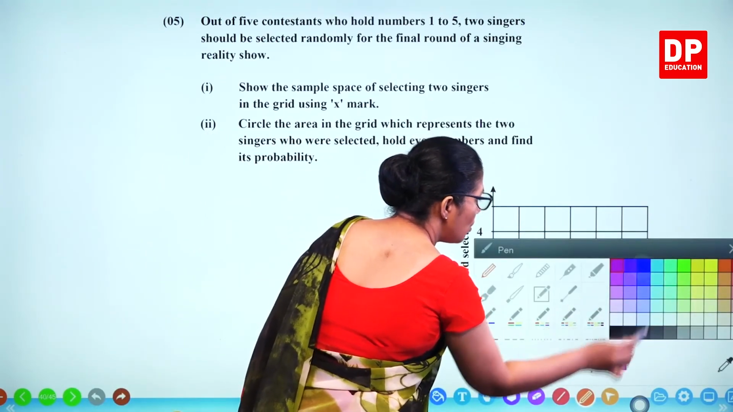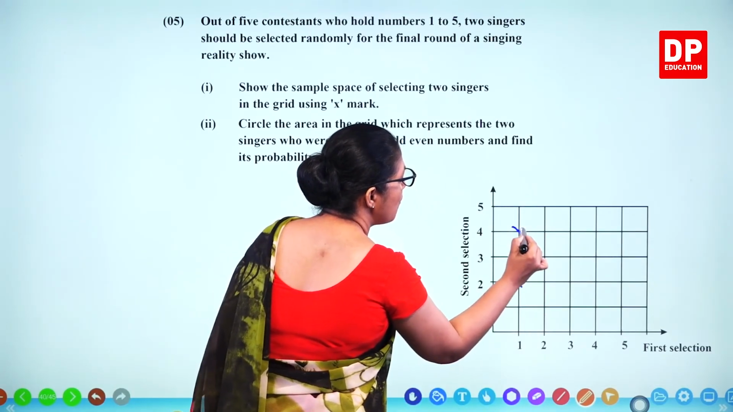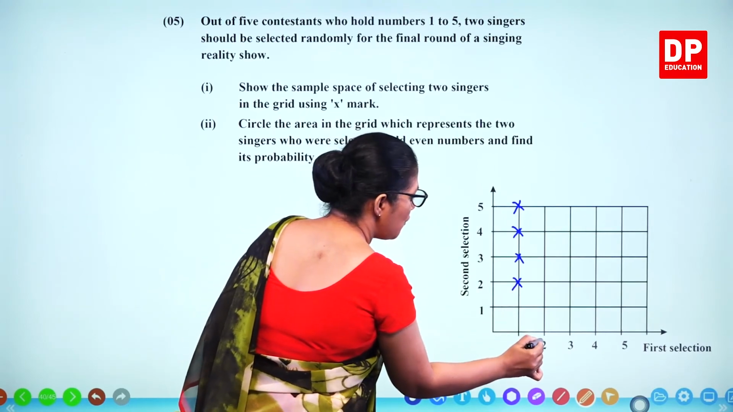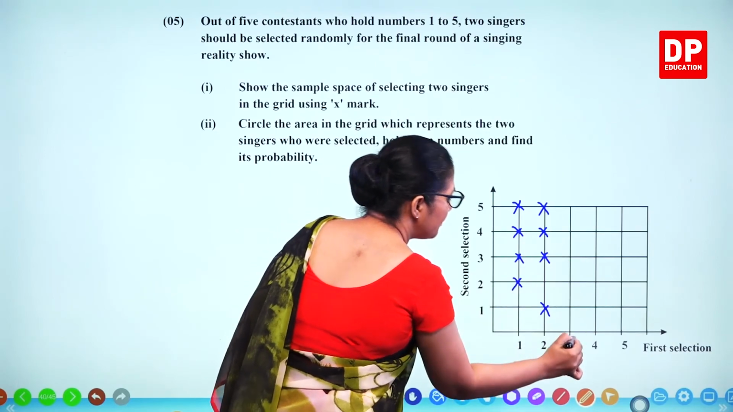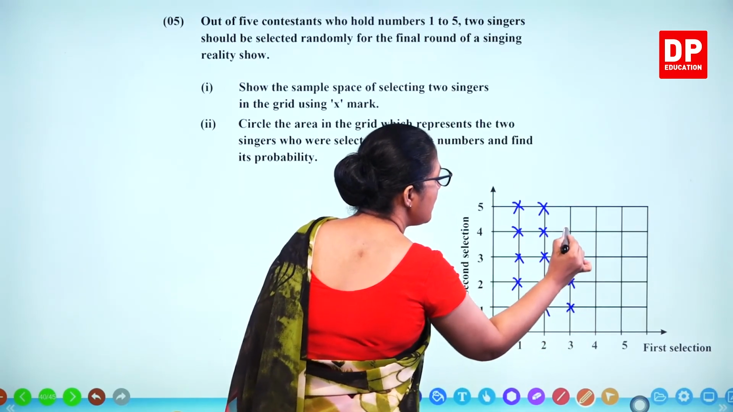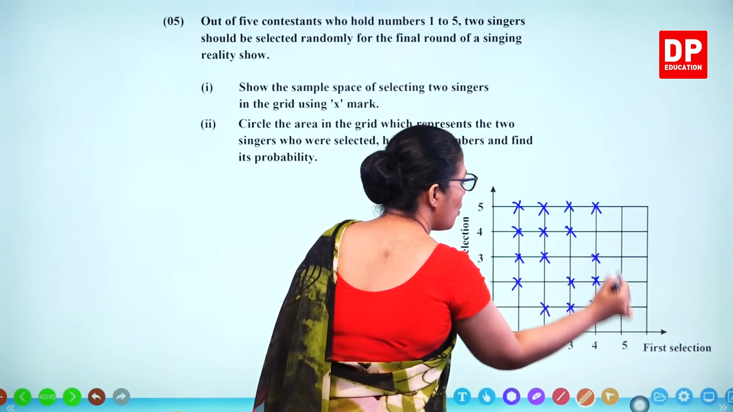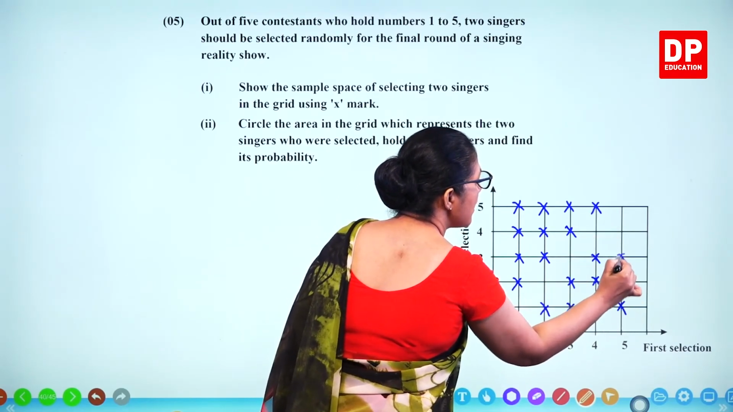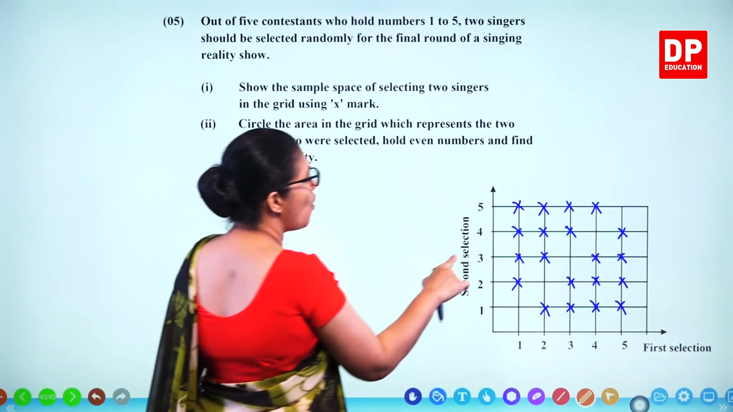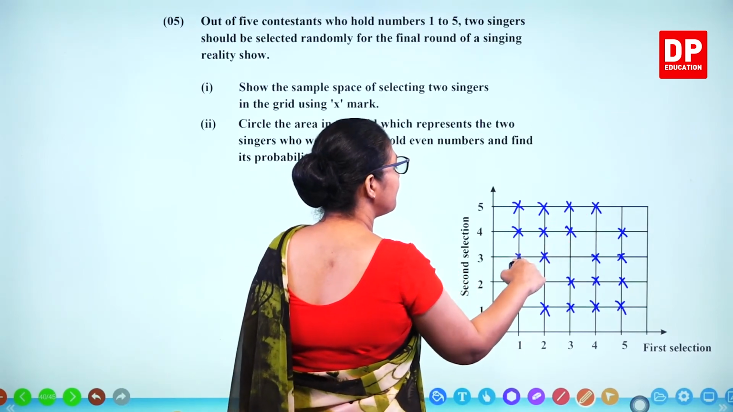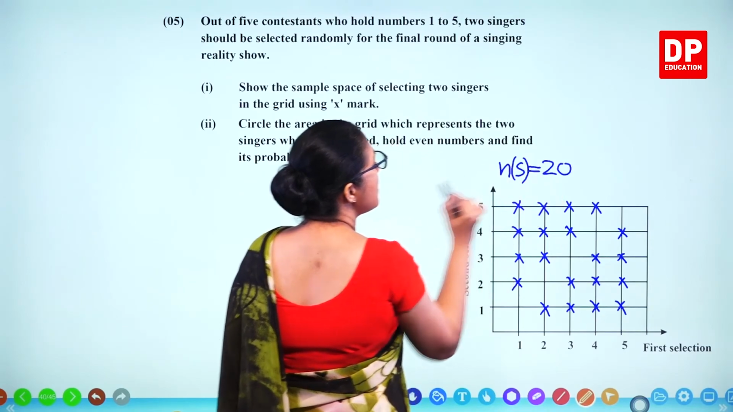So, you have to take 1 with 2, 1 with 3, 1 with 4, 1 with 5. If you select 2, then you can't select 2 again. If it's 3, you can't take 3 again. If it's 4, cannot take 4. If it's 5, you can't take 5 again. So that's the sample space. How many altogether? 20. 20 is there.